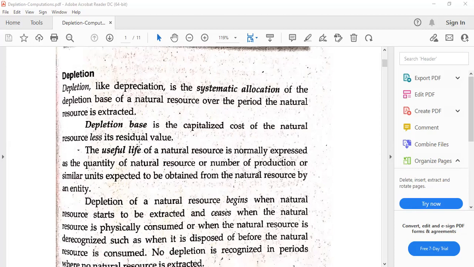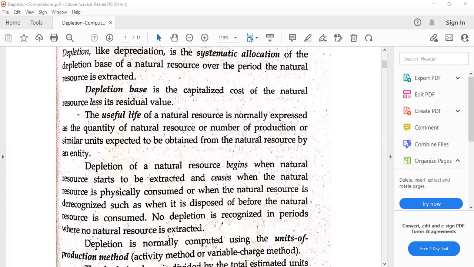As said, depletion base is basically the depreciable amount, which is cost less residual value. Residual value again, which could be salvage value or scrap value, is the value in which we can actually sell or dispose the wasting asset at the end of the life or term in which we can still extract the estimated natural resource. And because it is an estimate, it can change later on per discussions on changes in accounting estimate.